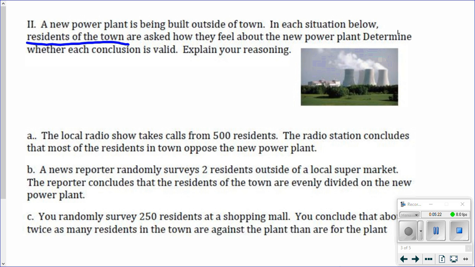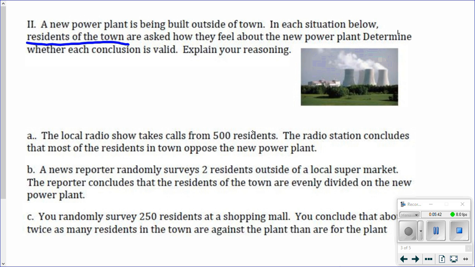That's important. In all these types of questions, the first thing you want to do is determine what is your population? What's the big group you're looking at? So the local radio show takes calls from 500 residents. The radio station concludes that most of the residents in town oppose the new power plant.